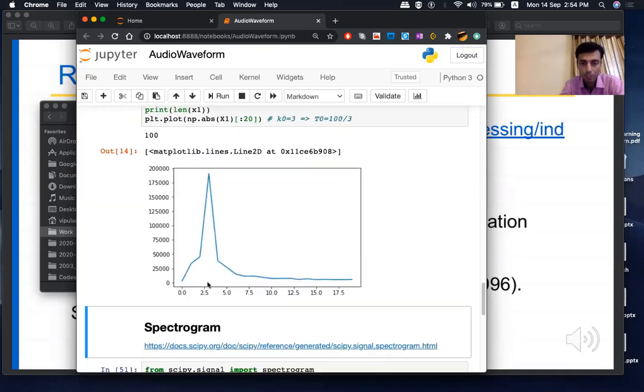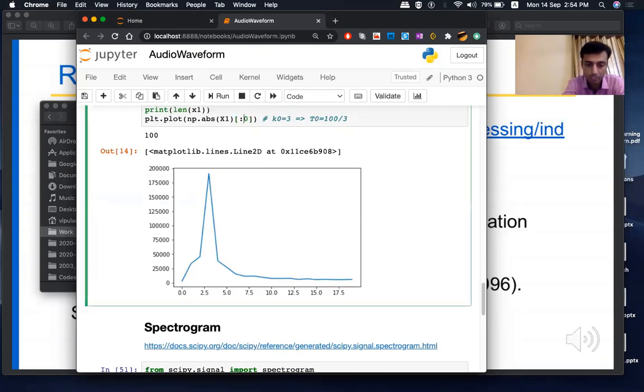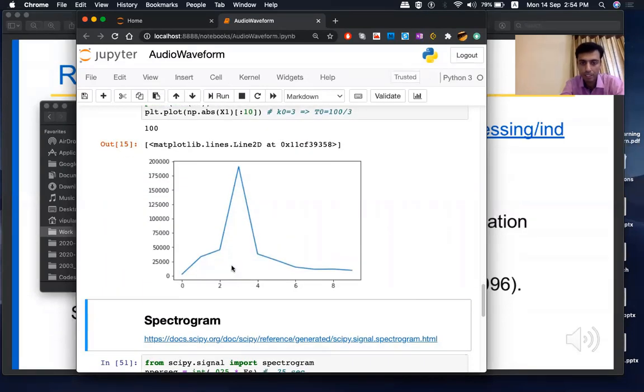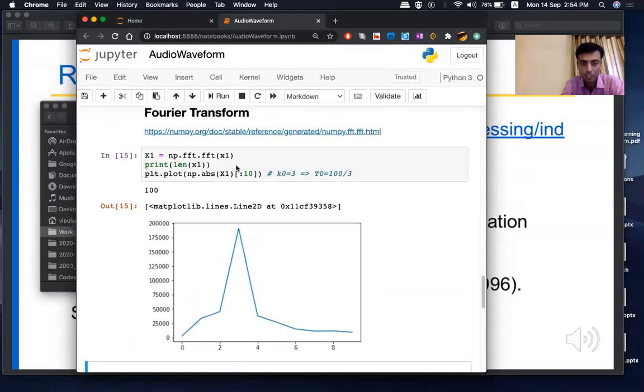So I'm plotting only between 0 to 20, and I find that the peak appears here. Still, it is not clear what exactly it is. I will make it in... Yes. Now, if I make it 10, it is very clear that the peak appears at 3. The peak appears at 3. So my K naught is 3.